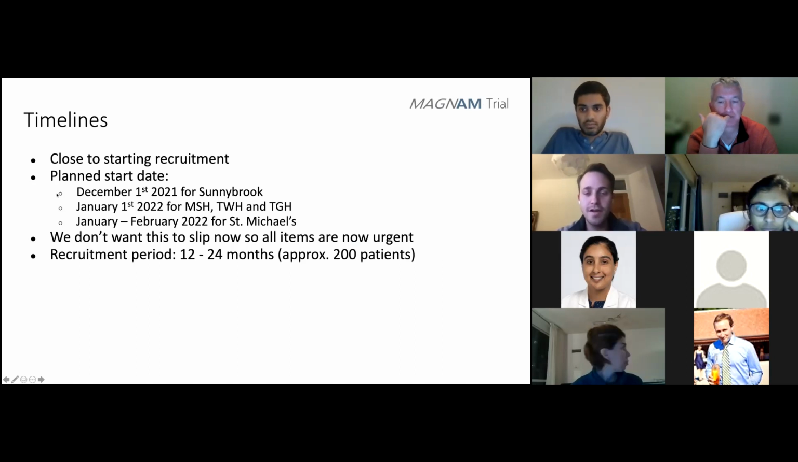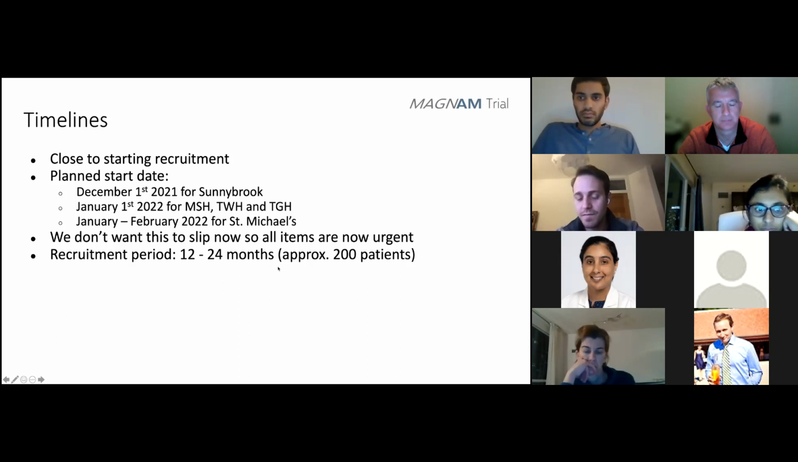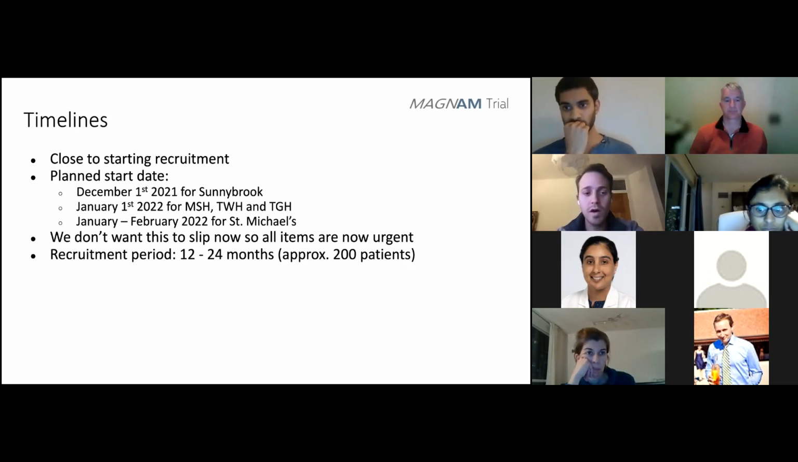So everything we're trying to do now is a little bit time sensitive. Our recruitment period is about 12 to 24 months, depending on how many patients we recruit, and we need about 200 across all the sites. So we really don't think it's going to be a huge work burden between all of us working across the different sites. I know it may sound like a lot, but I think it will be very manageable on top of all of our clinical work.